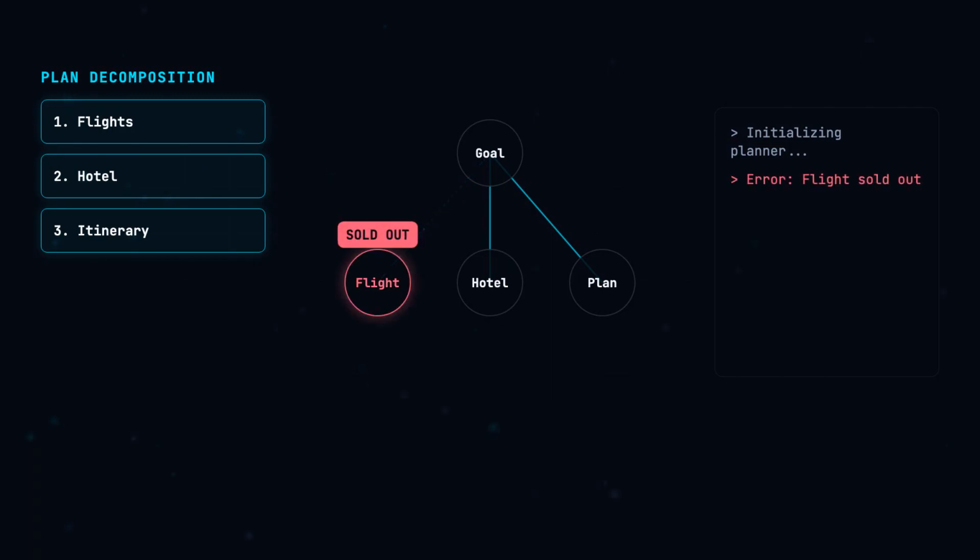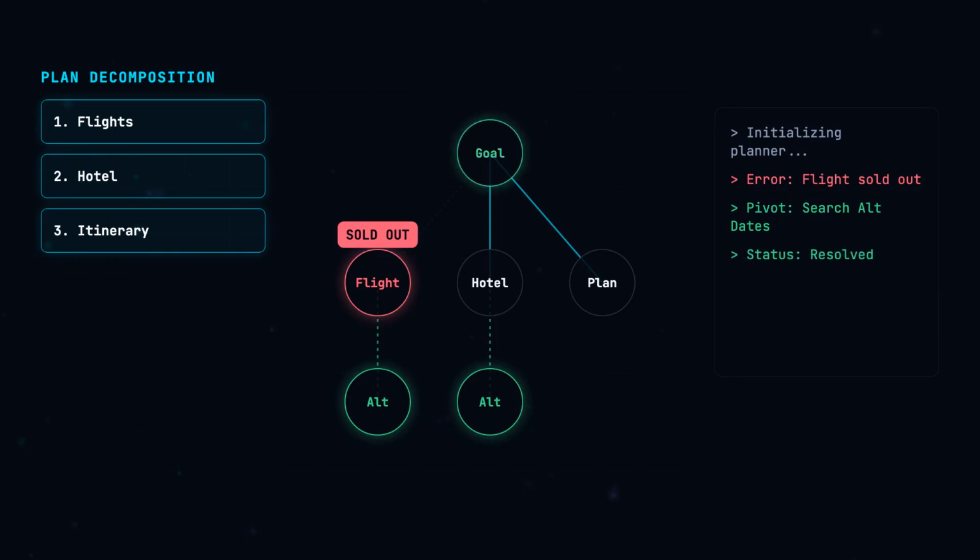But the real world is full of surprises. What if a flight is sold out? A simple rigid script would crash here. A true agent uses dynamic replanning. When it hits a dead end, it dynamically prunes that failed path, pivots, and generates alternative dates and hotels to bypass the roadblock. This high adaptability is what makes agents feel genuinely intelligent. They navigate uncertainty to actually get the job done.